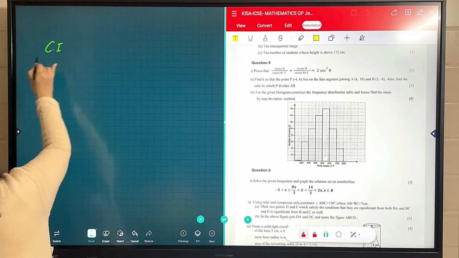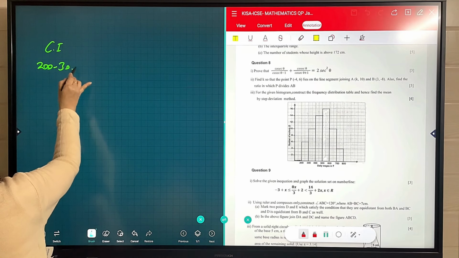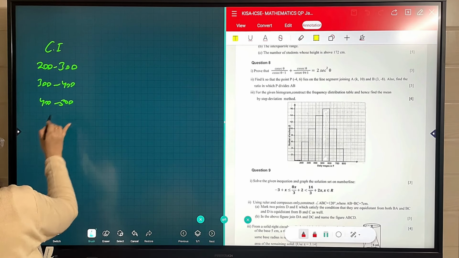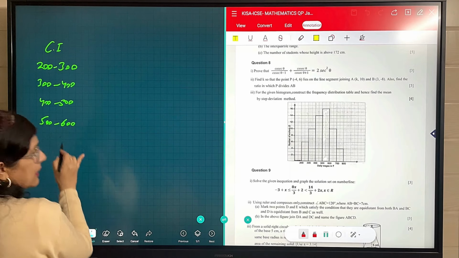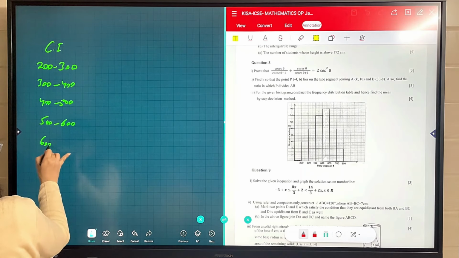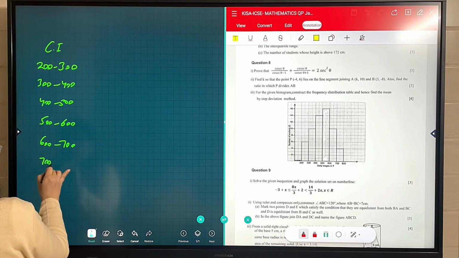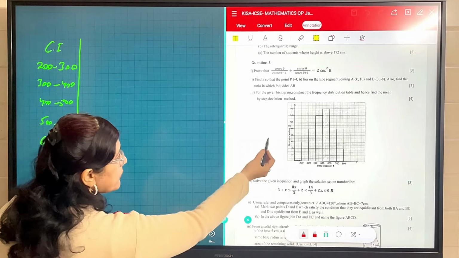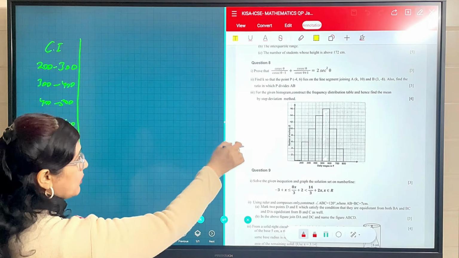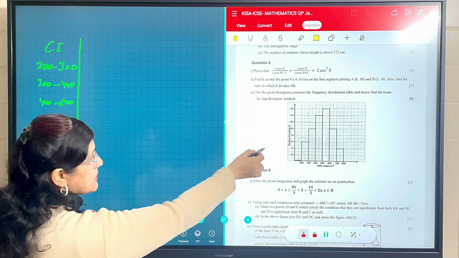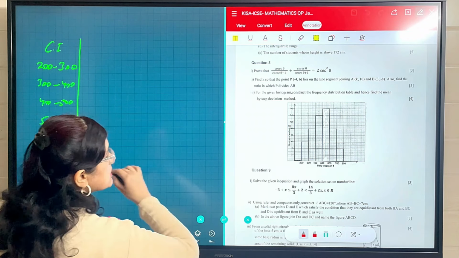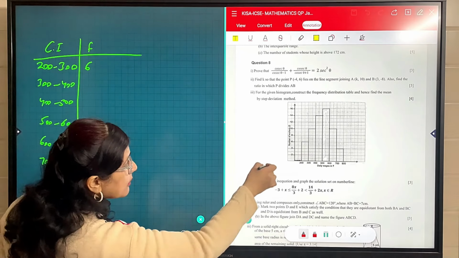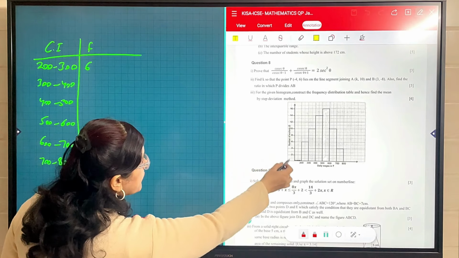So the class intervals are 200 to 300, 300 to 400, then 400 to 500, then 500 to 600, 600 to 700, and then 700 to 800. This is the class interval, and the corresponding frequencies you have to take from the histogram only. The number of workers on the y-axis is the frequency. So for 200 to 300, 6 workers are there. So the frequency is 6. Similarly, from the other bars also we can take the frequency.